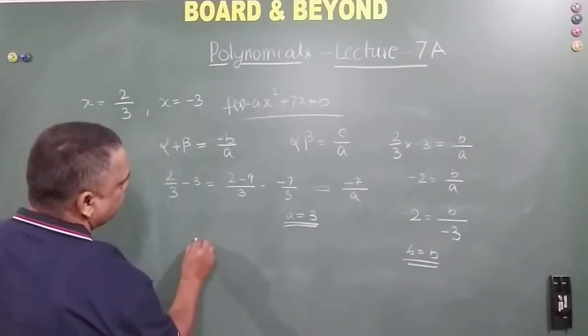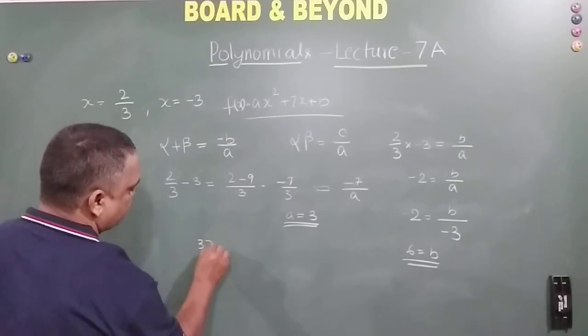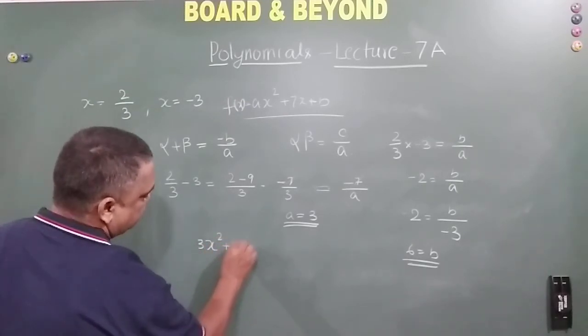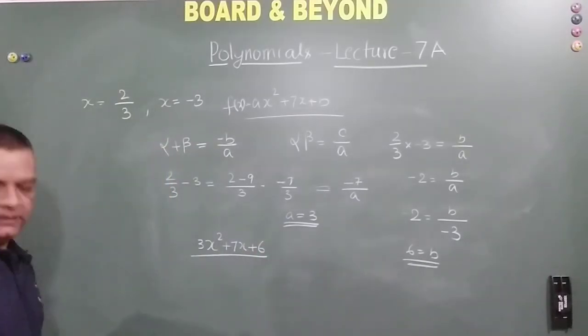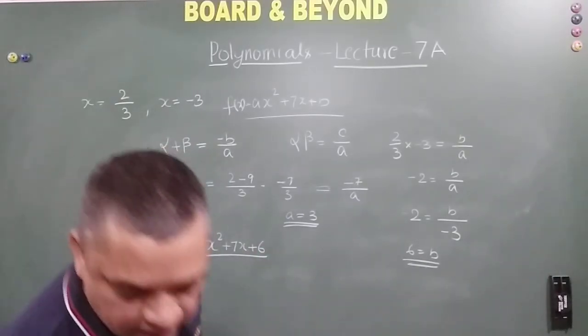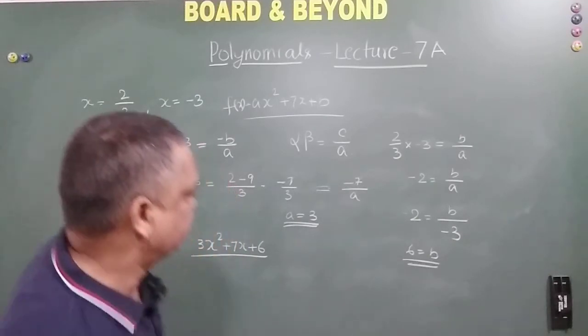So the original equation is something like this: 3x square plus 7x plus b. Okay, friends. So let's move on to the next one.